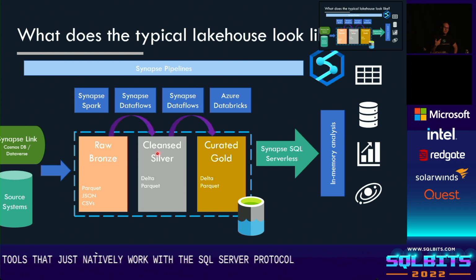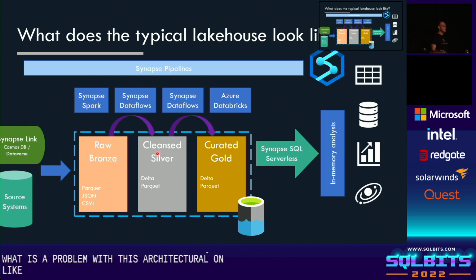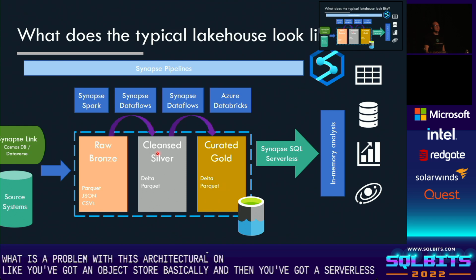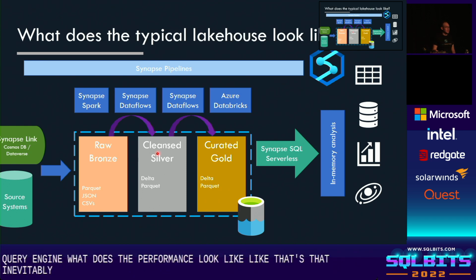But there's a bit of a problem with this architecture, right? If you've got data stored in a data lake, you've got an object store, basically, and then you've got a serverless query engine, what does the performance look like? That's inevitably the problem that people run up against.